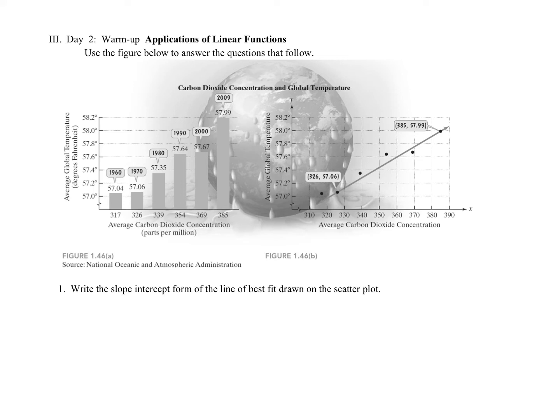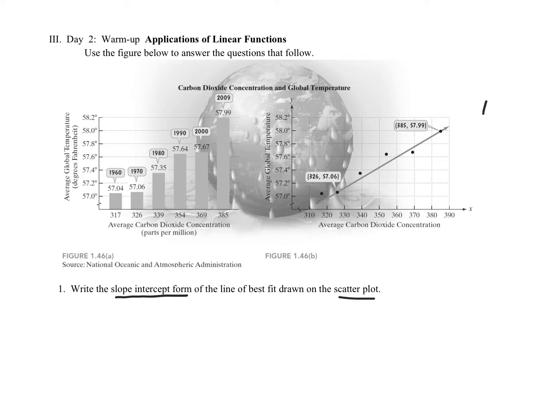Hello, everybody. These are our day 2 notes. This first page is meant as kind of a review and a warm up, so I'm gonna go through this quite quickly. They give us a couple graphs here, and they want us to write the slope-intercept form of the line drawn on the scatter plot.